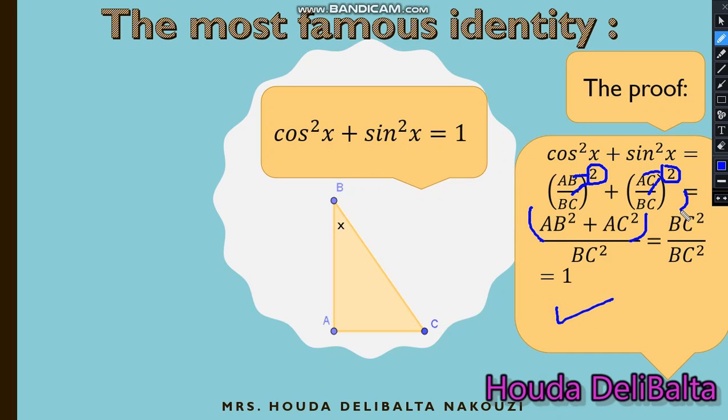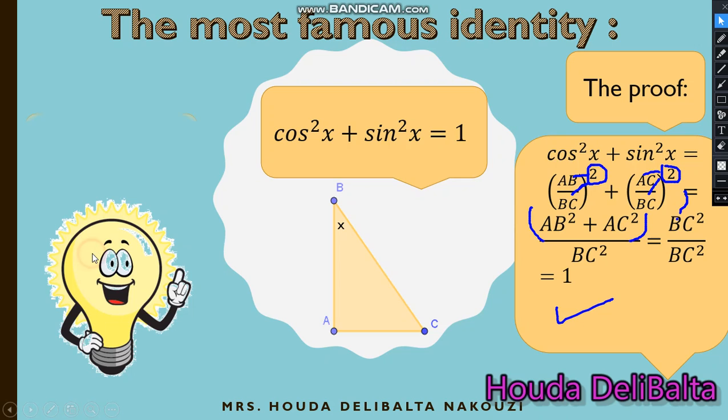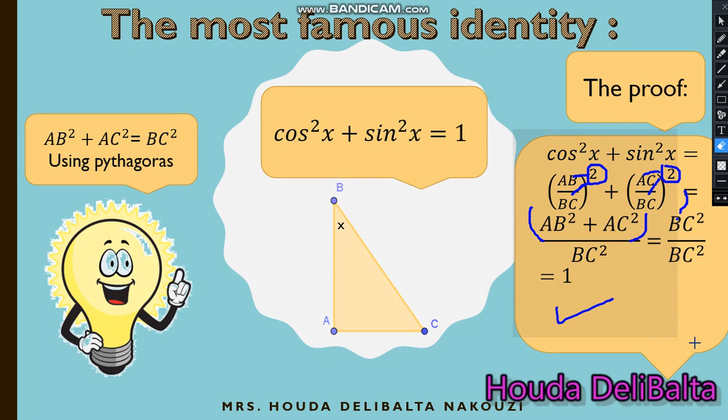Where did this BC squared come from? Who told me that AB squared plus AC squared is BC squared? Let's see. It came from Pythagoras. The Pythagoras theorem says that AB squared plus AC squared equals BC squared, the hypotenuse squared. So all I did is substitute AB squared plus AC squared by BC squared, and thus I get 1. And hence, this famous identity is proved using the definitions of the sine and the cosine in the right triangle.